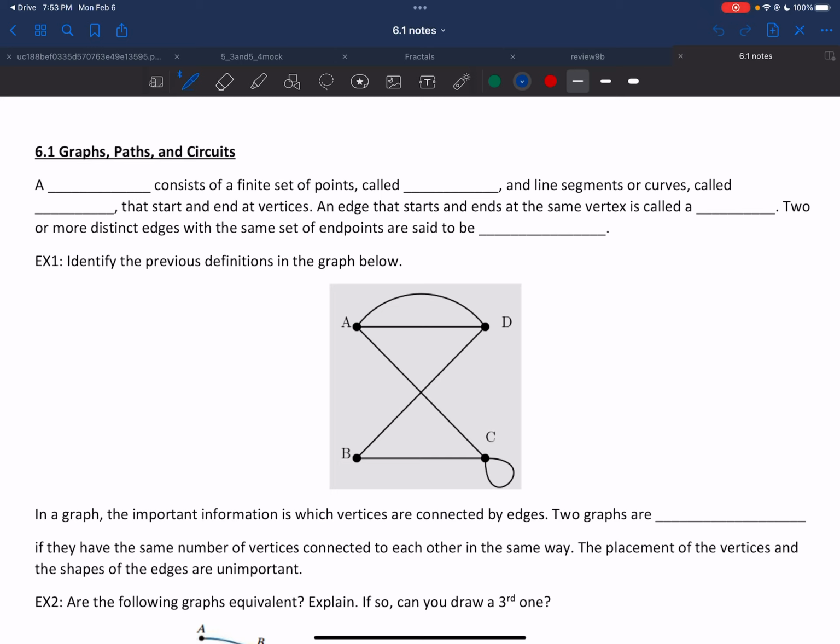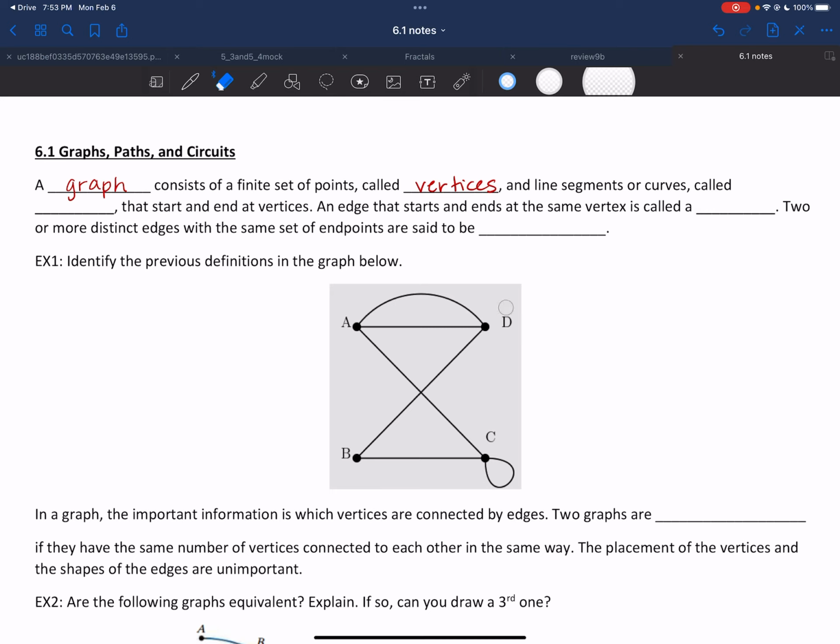I do have to warn you, this particular lesson is a lot of definitions. So you want to make sure you hold on to this. Let's first take a look at what we call a graph. This doesn't look like the normal graphs that we were talking about on the X and Y axis. It consists of a finite set of points called vertices. Those are these points right here. Where you see these dots, those are our vertices.